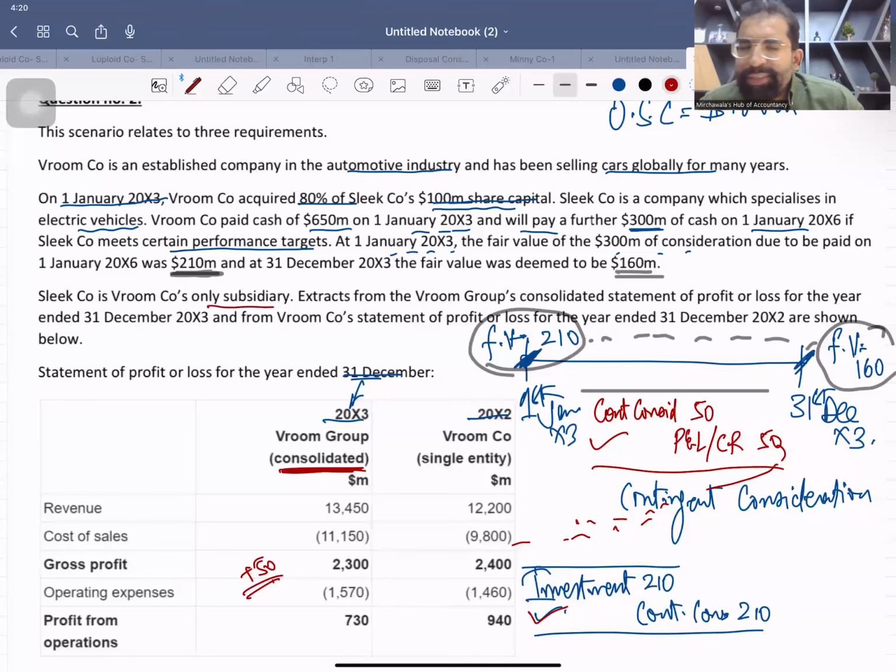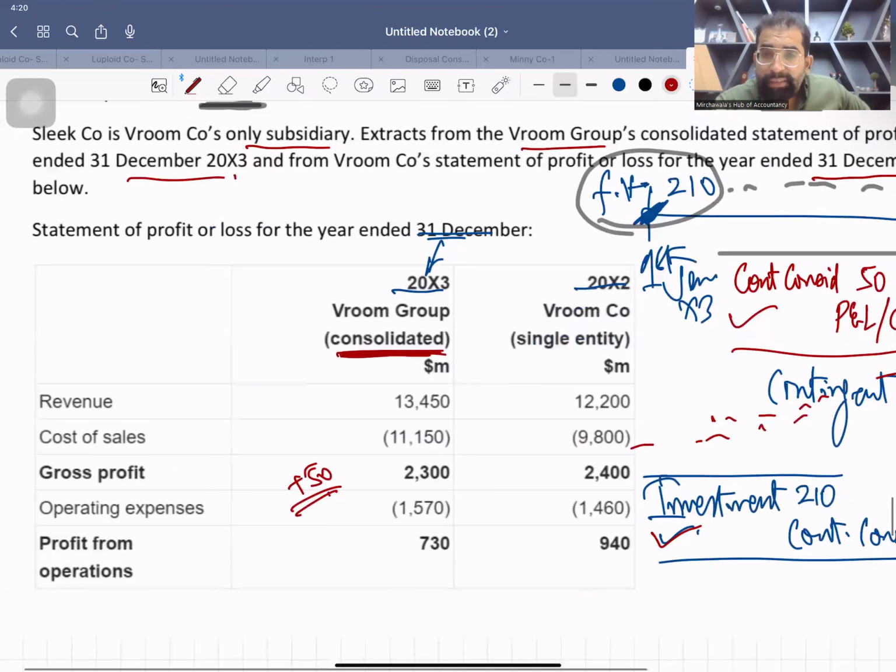That means parent company has no other subsidiaries. Extracts from VROOM's group consolidated statement of profit and loss for the year ended 31st December X3 and VROOM's statement of profit and loss for the year ended 31st December X2. Let me enlarge. See, last year, see the screen. Last year, you were given individual company's income statement, and this year you have consolidated income statement.